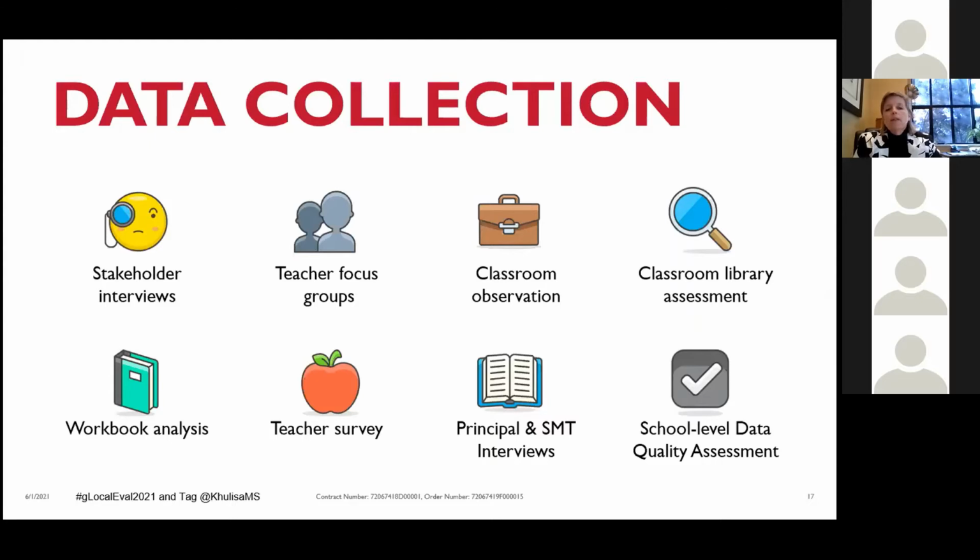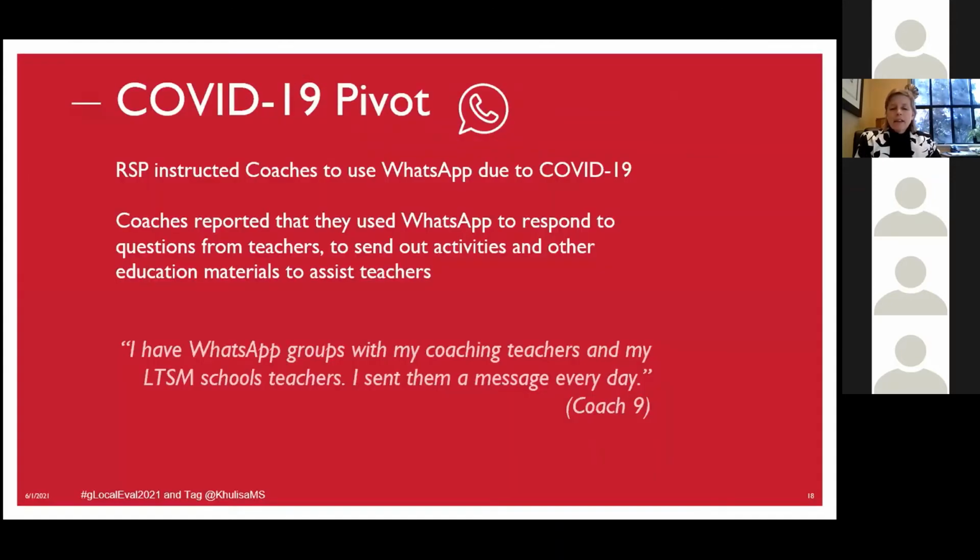What was really important about our type of evaluation is that we were always looking to triangulate our data. So we did everything from stakeholder interviews, teacher focus groups, classroom observations, classroom library assessment, workbook analysis, teacher survey, principal and SMT interviews. We did a data quality assessment. So we looked at the monitoring system that the RSP had set up, and we confirmed whether or not, for example, if the RSP system said that the materials had been delivered to a school, that the materials had actually been received at the school level. And we did coach shadowing. So that's face-to-face observation of coaches. Right. And then you get to the next slide.